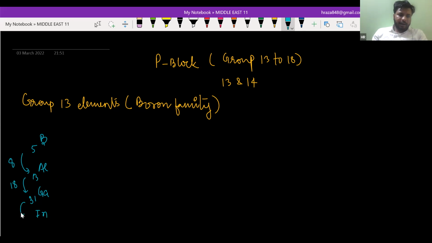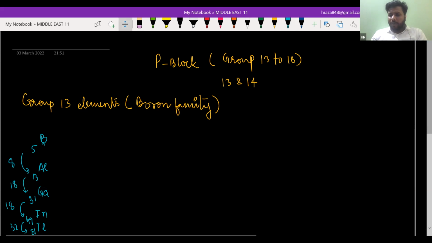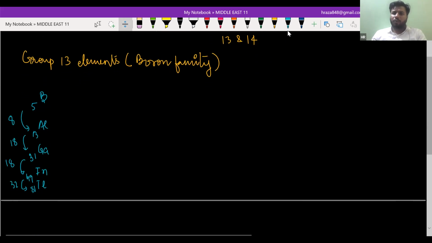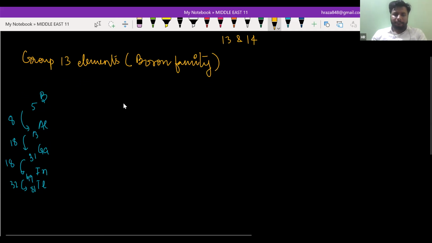Then again add 18 in this, it will be 49, and again add 32 in this, and it will be 81. So in a group in the periodic P block element, you have to add 8, 18, 18, 32. Is that clear? Yes, sir.